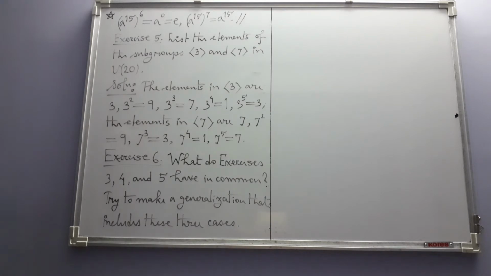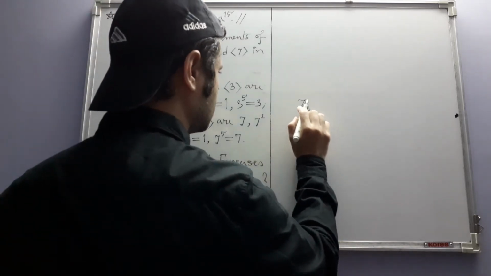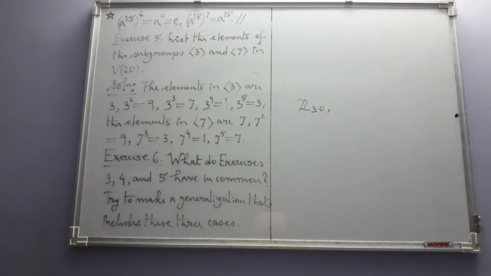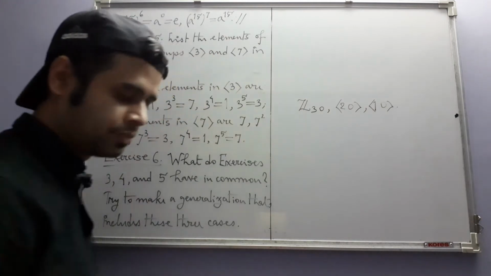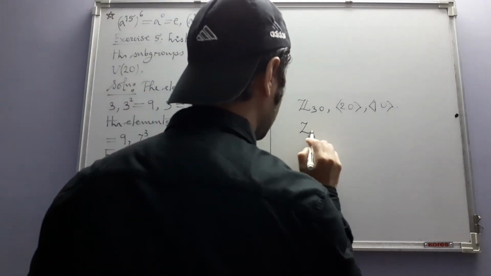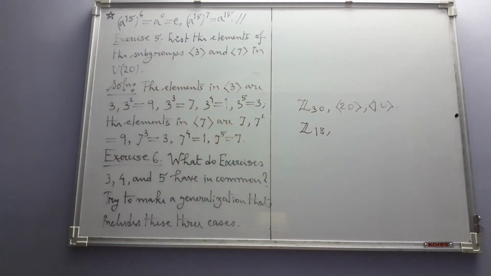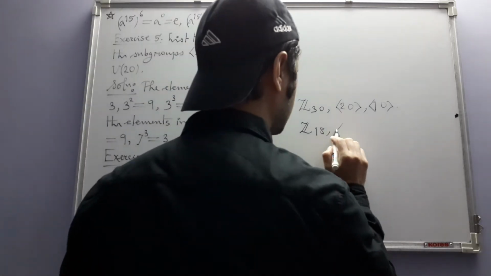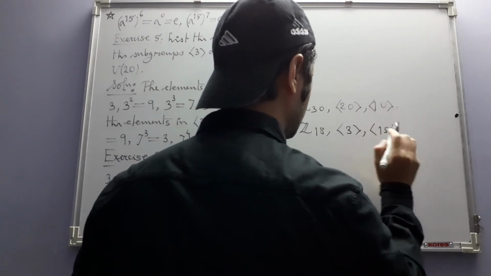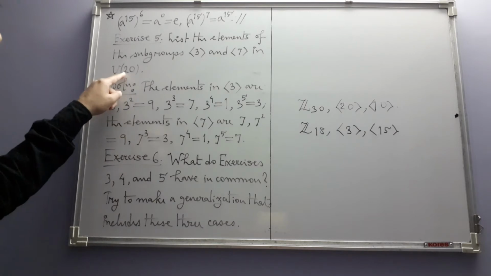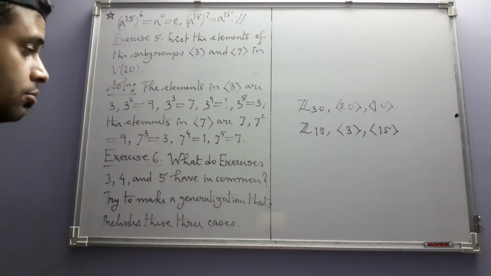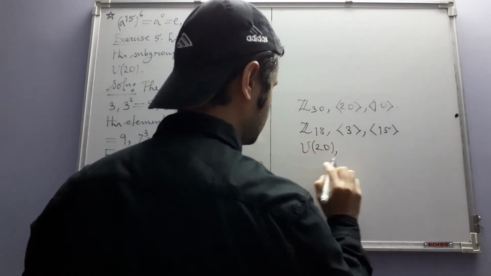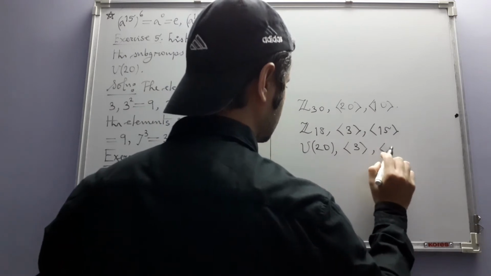In the third one our group was C30 and the cyclic subgroups were those generated by 20 and 10. In the fourth one our group was Z18 and the cyclic subgroups we had were generated by 3 and 15. Here, however, these are 3 and 7, and the group is U20. And the cyclic subgroups are generated by 3 and 7.